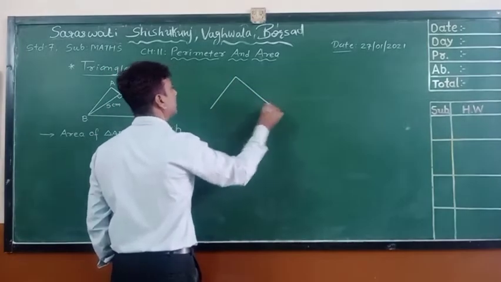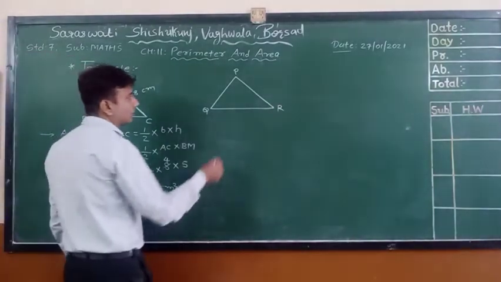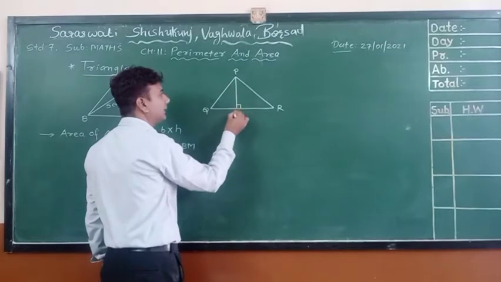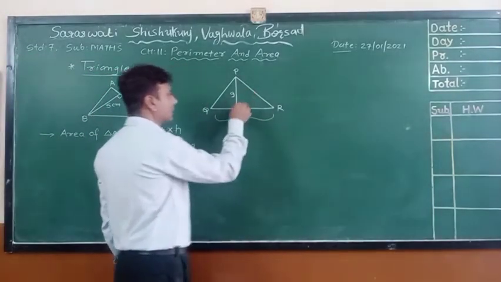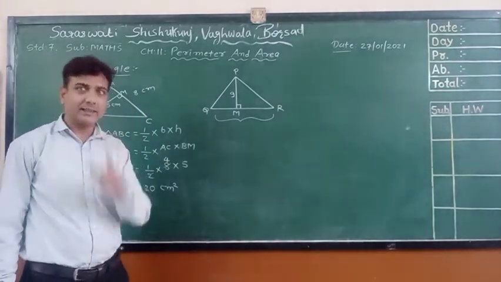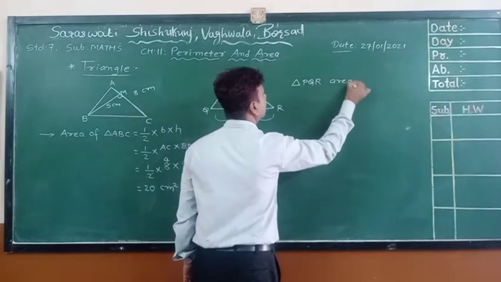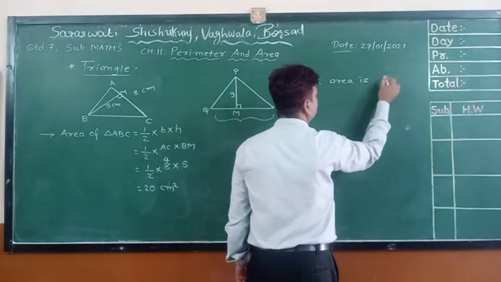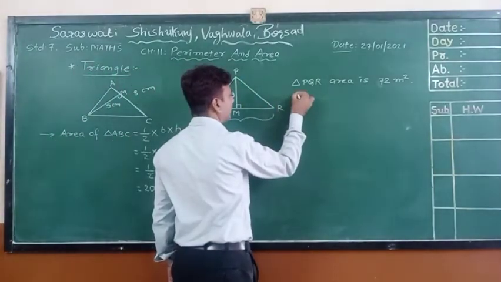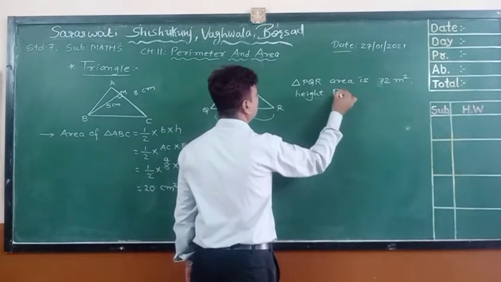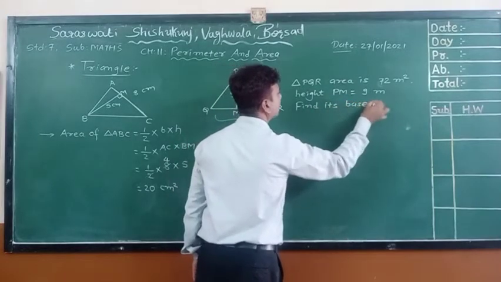Sometimes a triangle PQR is given, in which the altitude measurement is given as 9, but the corresponding base measurement is not given. The area of triangle PQR is given, suppose 72 meter square, and the height PM equals 9 meters. Find its base measurement.